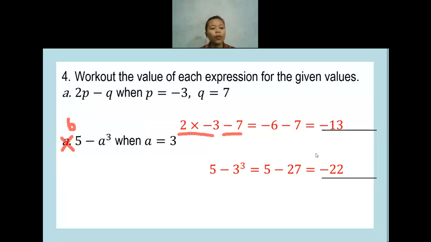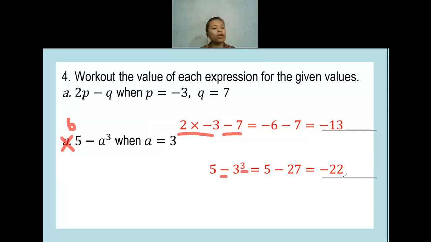For question B, we have 5 minus a cubed. So we replace the a with 3. So it will be 5 minus 3 to the power of 3. We have subtraction and also indices. We do the indices first. So we do 3 to the power of 3, which equals 27. 5 minus 27 equals negative 22.